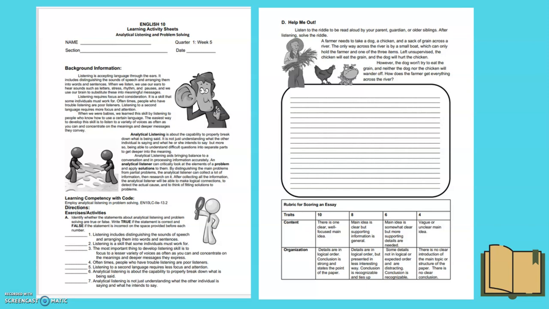After the students process activities A, B, and C, then they need to do their performance tasks. Most of the time, performance tasks can be found in the last activity or activity D. Here, the students need to analyze the situation given by the teacher, and they need to come up with their own words and sentences to analyze the riddle provided in this module. Of course, we also have there the rubric for scoring the essay that will be provided by our students.